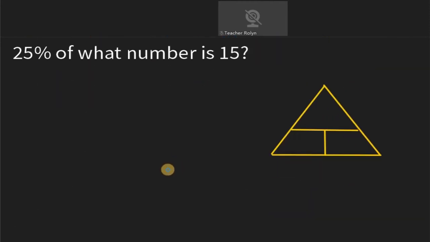25% of what number is 15? So again, this is the rate. And of what number is the base? And 15 now is your P. So we have here 15. Then we have here 25. And we have here B.